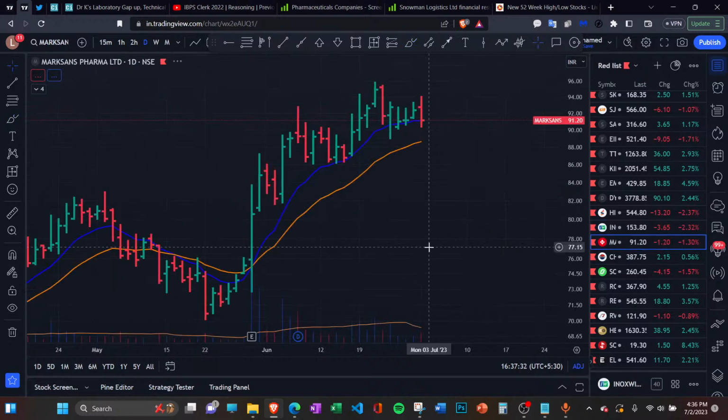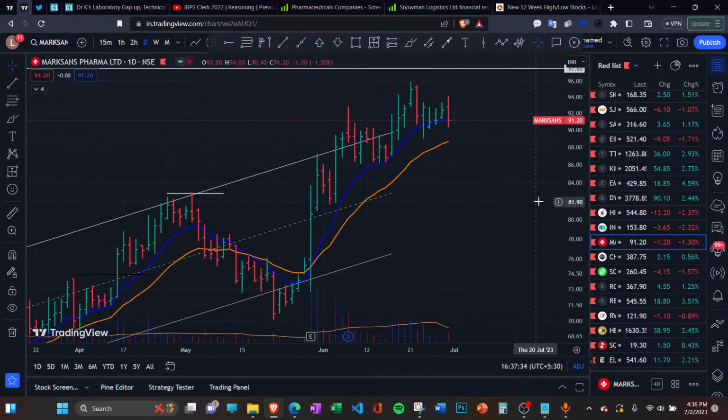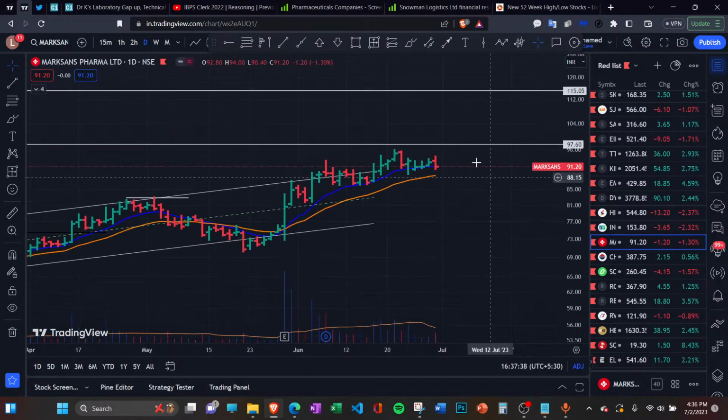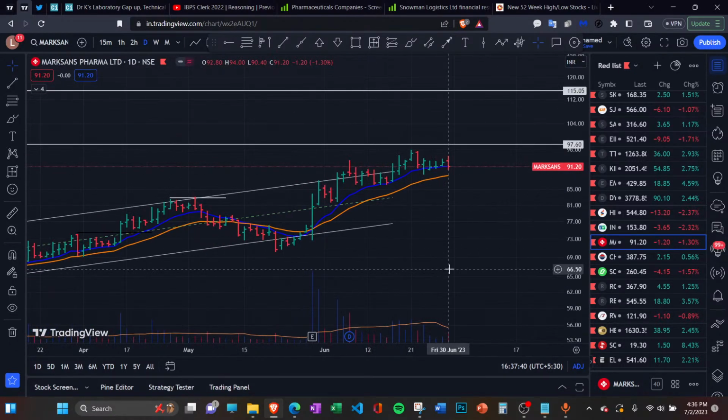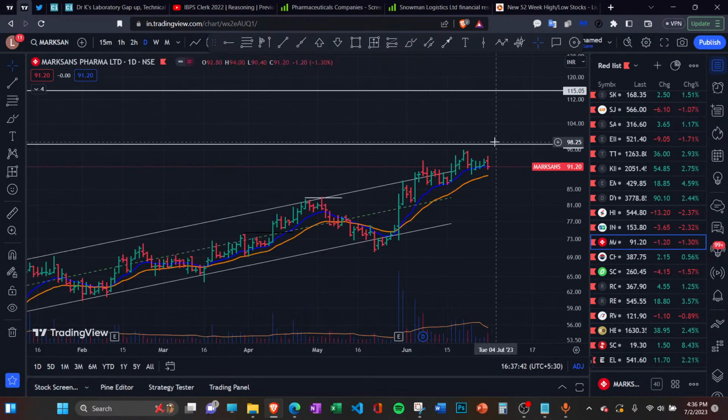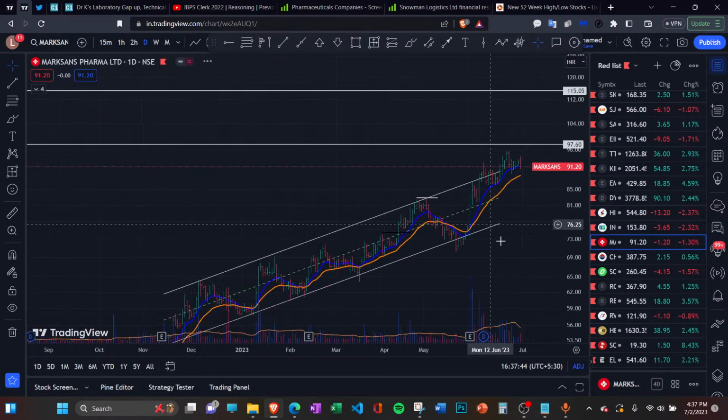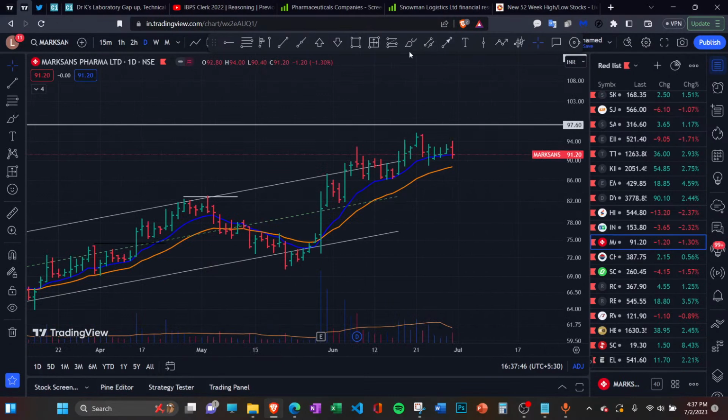Again, why I selected this Marksons, again reversed from the bottom of the channel, broke the channel, again consolidating near its previous high of 97. Again I get a consolidation here, and when it breaks out from this range, I get a good entry point at that particular level.